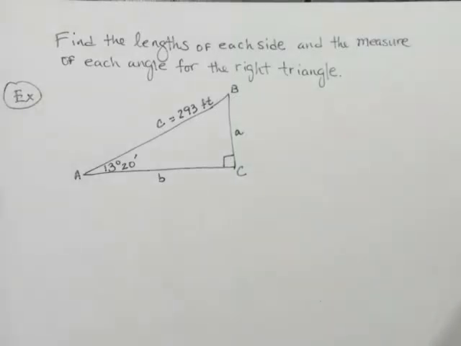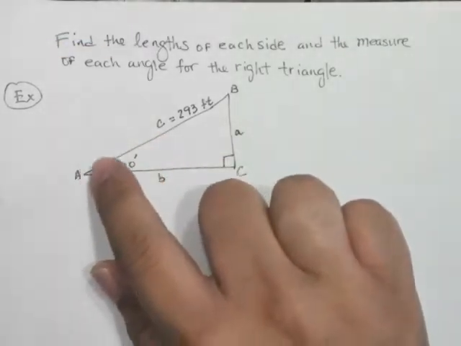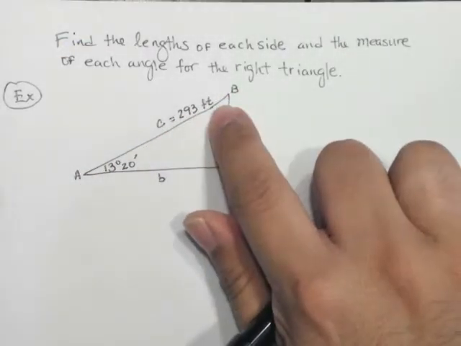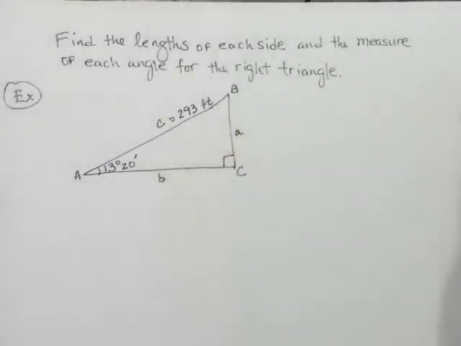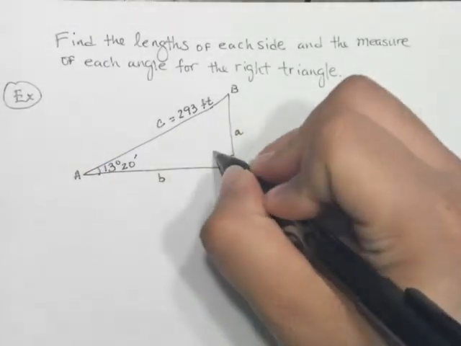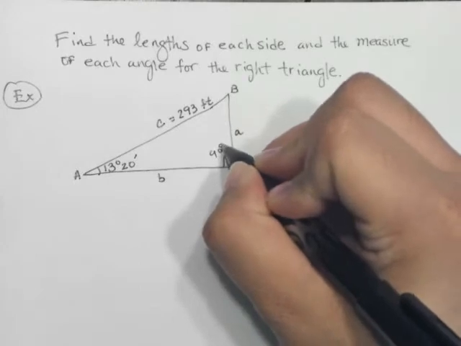In the following example, we are asked to find the lengths of each side and the measure of each angle for the right triangle. So let's first start off by noting what we know. We know the hypotenuse length to be 293 feet. We know this angle right here, angle A, to be 13 degrees 20 minutes. And we know this is a right angle of 90 degrees.